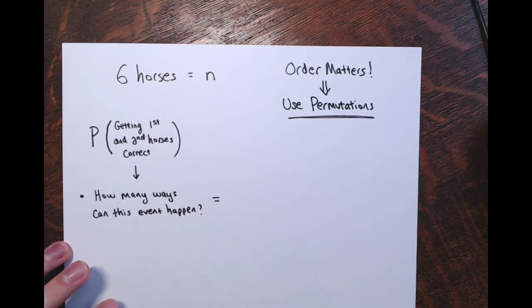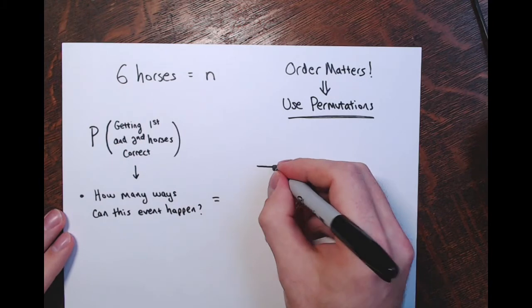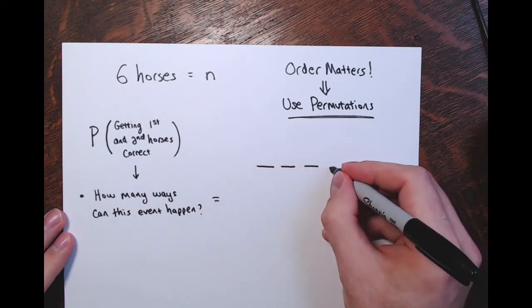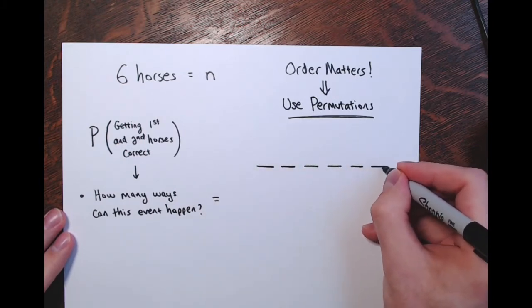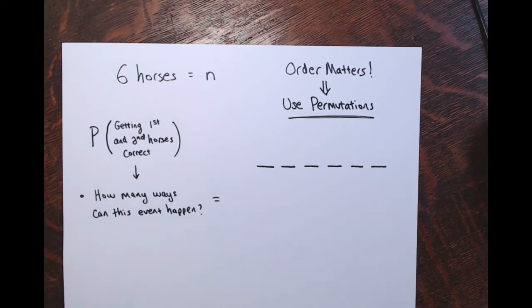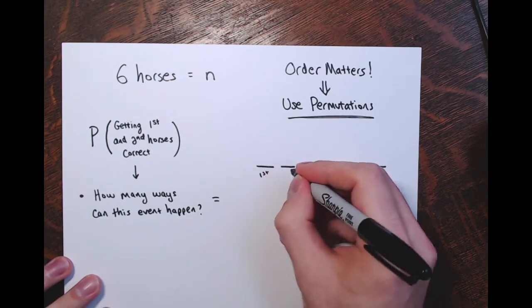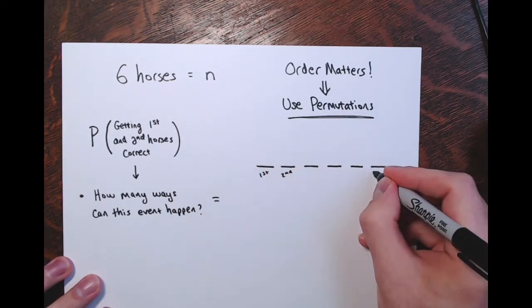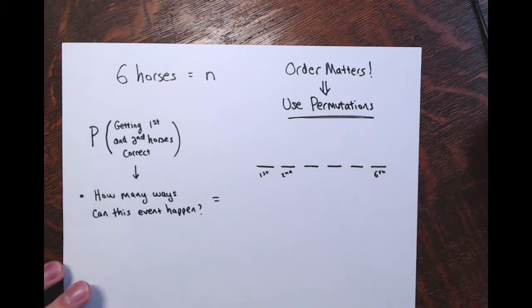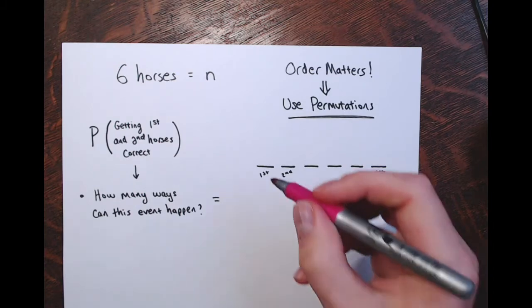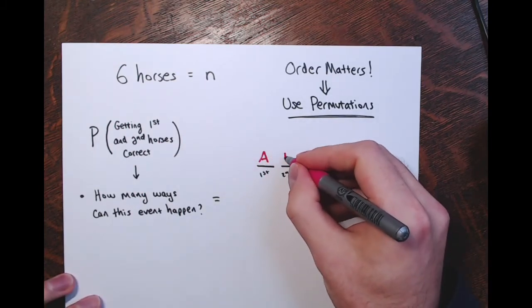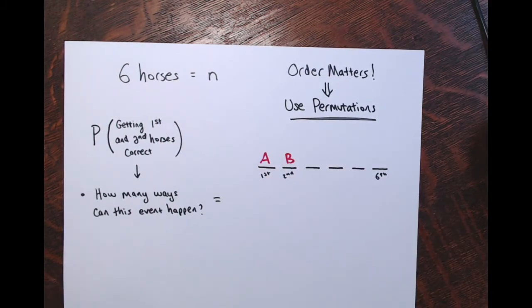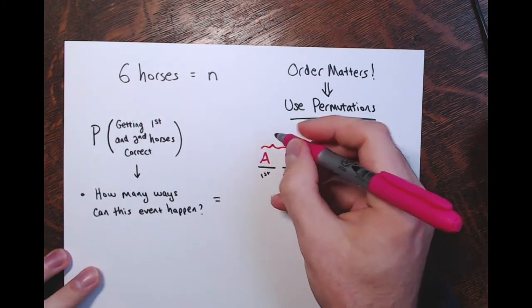Well, think about it. You've got these 6 spots you're filling. There's 6 horses. I'm picking 6 positions, from first, there's first and second to 6th place. Now, if I pick horse A and horse B and I'm right, suppose these are correct.